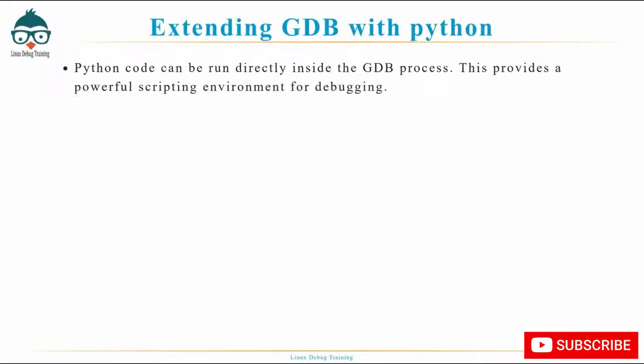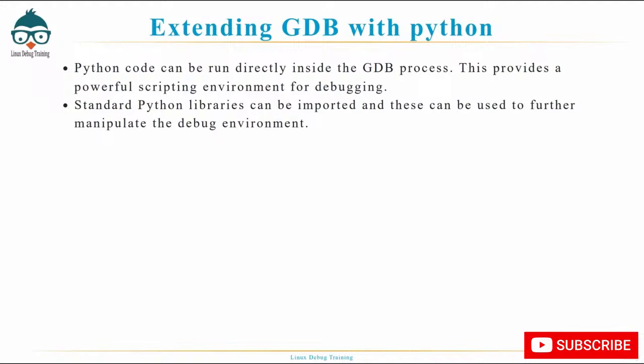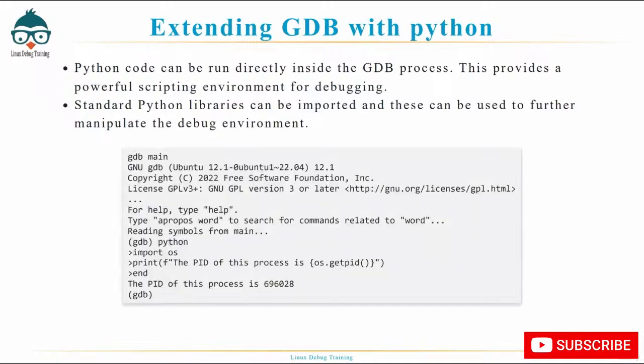Python code can be run directly inside the GDB process. This provides a powerful scripting environment for debugging code. Standard Python libraries can be imported, and then these can be used to further manipulate the debug environment. We can also use the Python extension to create our own custom commands, and these can be very useful for debugging complex memory structures, or, for example, probing the actual stack frame directly.